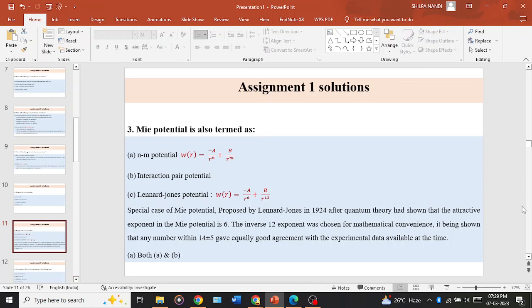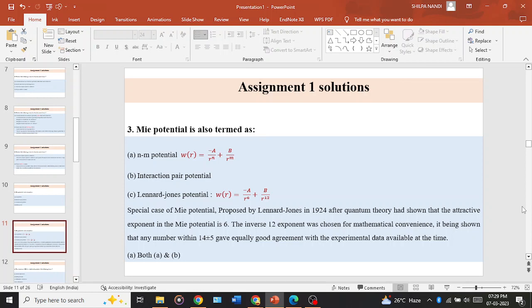As you can see, the equation is w(r) equals minus A by r to the power n plus B by r to the power m. So because of this n and m, we can also refer to the Mie potential as the NM potential. And why not Lennard-Jones potential? Because this is a special case of the Mie potential where the interaction potential is equal to minus A by r to the power 6 plus B by r to the power 12. This was proposed by Lennard-Jones in 1924, and the Mie potential was actually proposed in 1903.